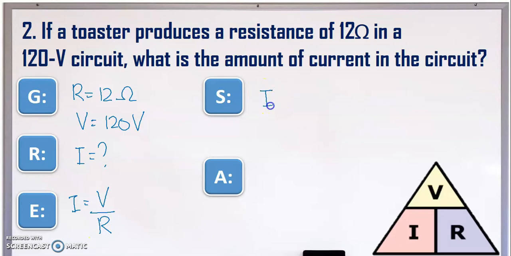For the solution, I is equal to 120 volts, which is the value of the voltage, divided by the resistance, which is 12 ohms. Dividing the two, we will get the value for the current, which is 10 amperes.